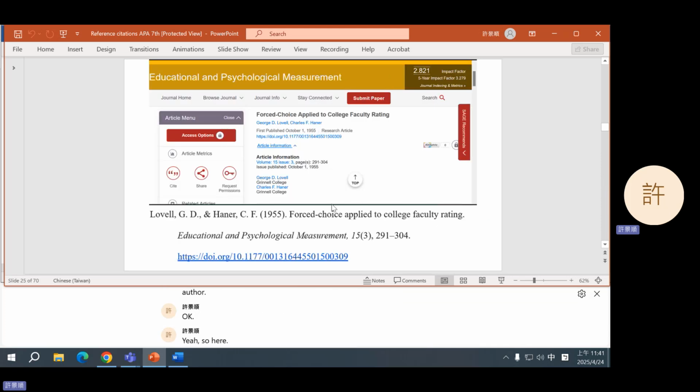This is a picture of the website where I found this paper. So these 2 authors, George D. Lovell and Charles F. Painter. You begin with the last name of the first author, Lovell, comma, because this is the last name, but you're putting it first. So you should use a comma to tell your reader the order has changed.